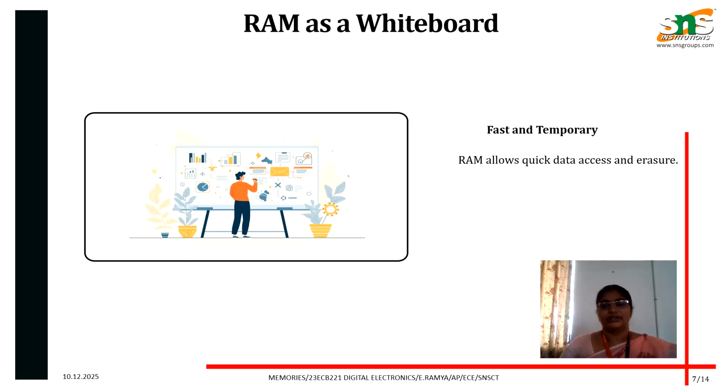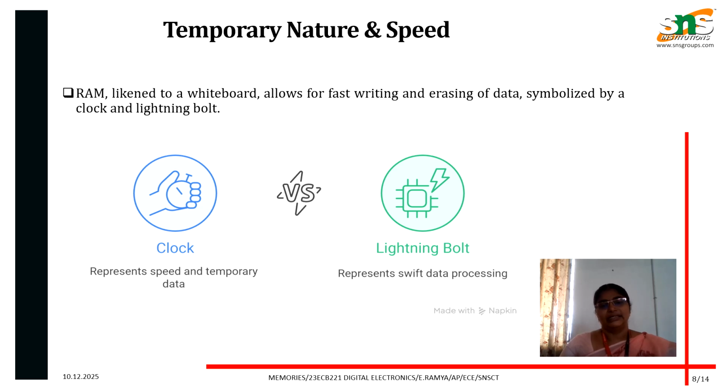RAM as a whiteboard: fast and temporary, RAM allows quick data access. RAM's characteristics are its temporary nature and speed. RAM is likened to a whiteboard that allows fast writing and erasing of data, symbolized by a clock and a lightning bolt. In this diagram we have two symbols, one is the clock and another is the lightning bolt. They represent speed and temporary data.